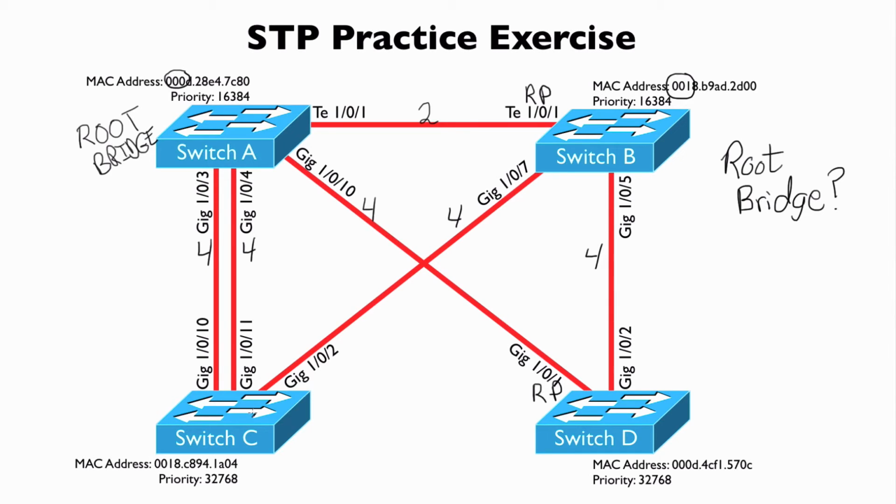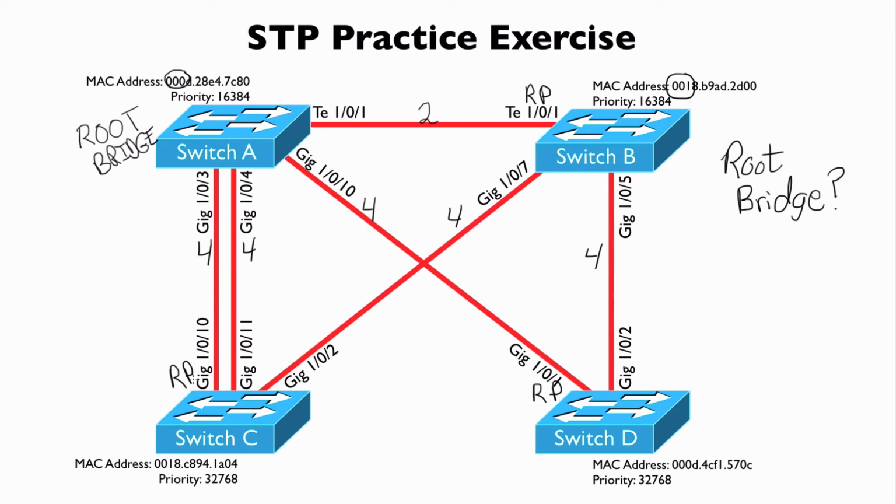Switch C is a little bit more complex. If we went via switch B, it would be a cost of 4 to go up to B, and then an additional cost of 2 to go over to A. That's a total of 6. That's going to be more costly than either of these links. I've got 2 links. They have the same cost. Which port is going to be my root port? It seems like a tie. Well, in a case like this, we go with the port that has the lowest port ID. That's our tiebreaker. And gigabit 1/0/10, that's lower than 1/0/11. 10 is less than 11, so 1/0/10 becomes our root port.